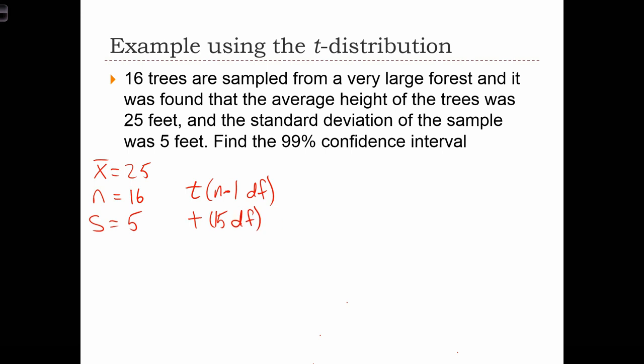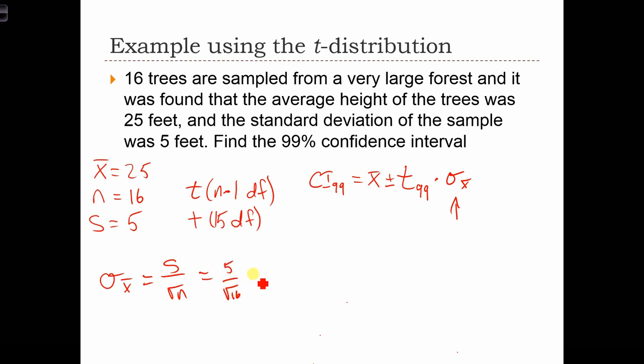The formula for the confidence interval, CI 99%, equals X bar plus minus. Now we are going to have a T score instead of a Z score, T 99, times the standard error of the mean. We can calculate the standard error of the mean very easily. Standard error of the mean equals S over root N. In that case, it equals 5 over root 16, which is 5 over 4, 1.2.